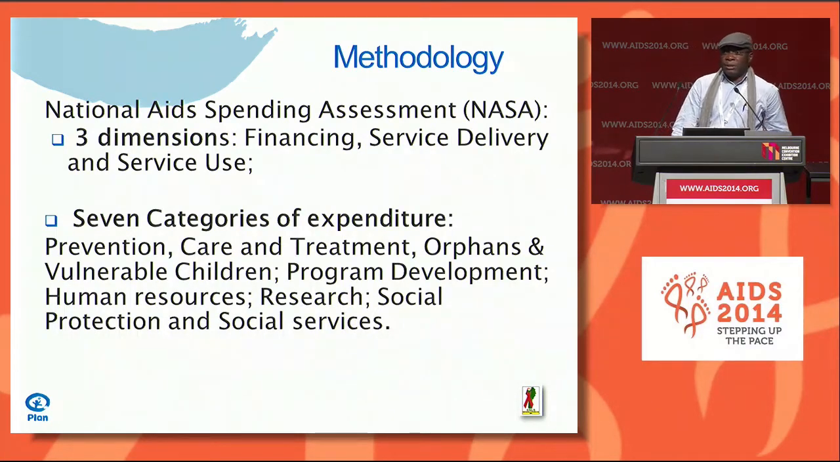What is the methodology we use? The methodology is based on the National AIDS Spending Assessment, which has 3 dimensions based on financing, service delivery, and service use. This methodology has 7 categories of expenditure, which are prevention, care and treatment, orphans and vulnerable children, program development, human resource, research, and social protection and social services.